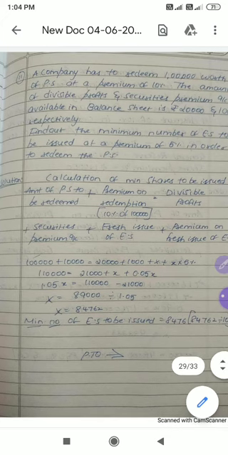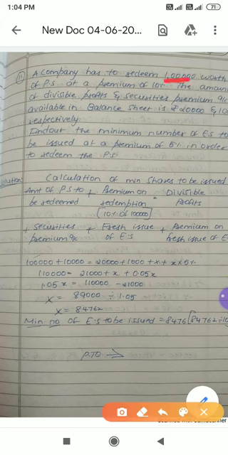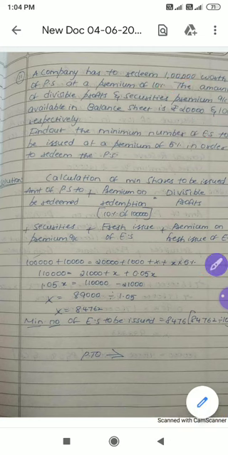A company has to redeem 1 lakh worth of preference shares at a premium of 10%. Now we have 1 lakh worth of preference shares, and they need to redeem at a premium of 10%. The amount of divisible profits and security premium account available in the balance sheet is 20,000 and, I'm sorry, it is 1,000. Okay, I'll repeat. The amount of divisible profit is 20,000, and security premium is 1,000 respectively in their balance sheet.